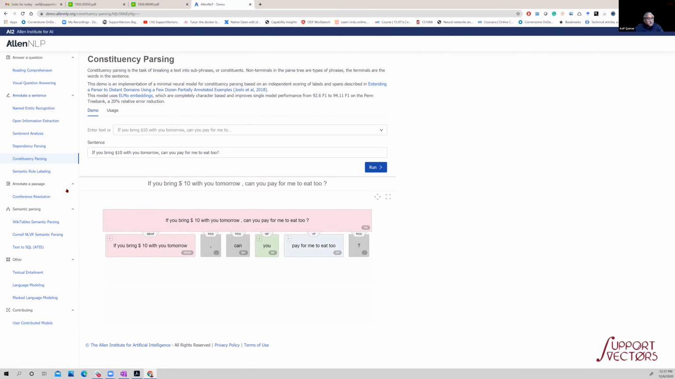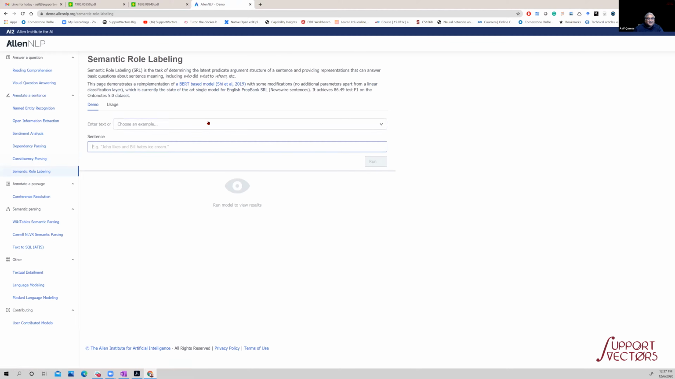Now there is another job. So you can imagine that constituent parsing is a higher level abstraction or activity compared to just tokenization or part of speech tagging, isn't it? So now let's take a higher level task. Suppose I take this one, semantic role labeling.